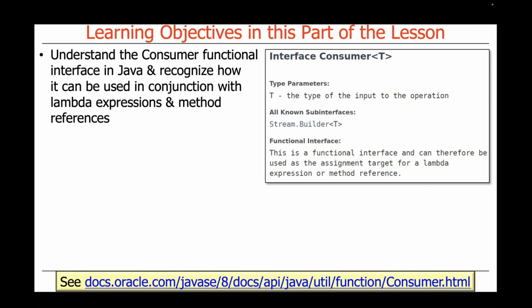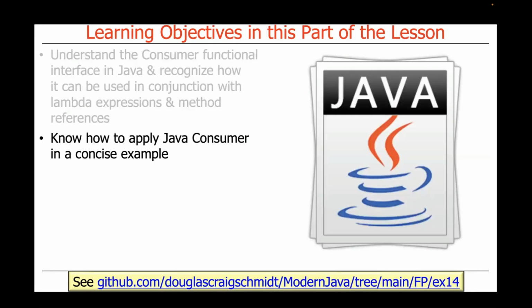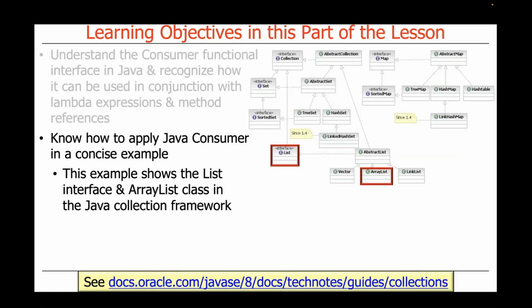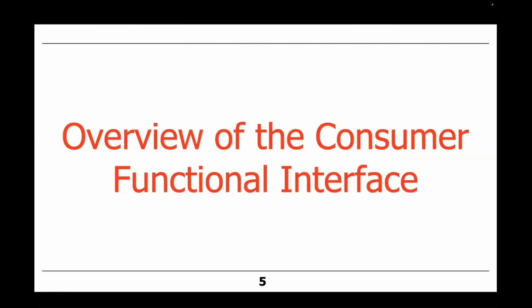with lambda expressions and method references in Java in the context of this example, which you can get from my GitHub repository. And this particular example will show the Java list interface and the ArrayList class that come out of the Java collection framework and how they use and can be used in conjunction with consumers.